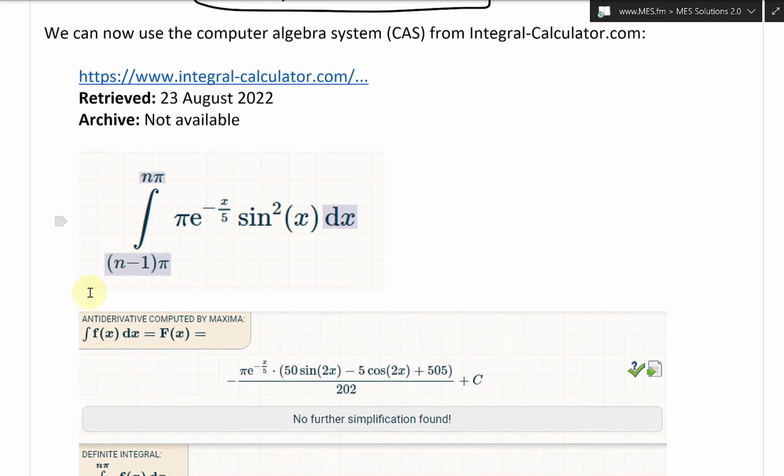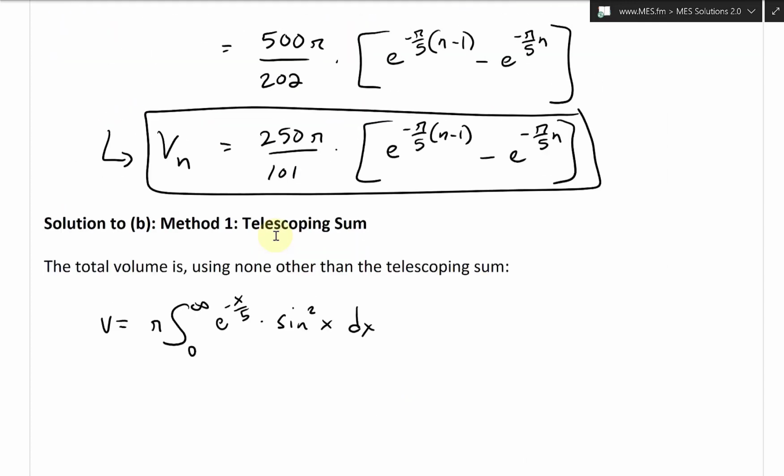So the integral from 0 to infinity of pi e to the negative x over 5 sine squared x dx equals the summation of the nth bead, from n equals 1 all the way to infinity. So we get an infinite number of beads, so Vn, and that is our top part right here. Just put this all together.